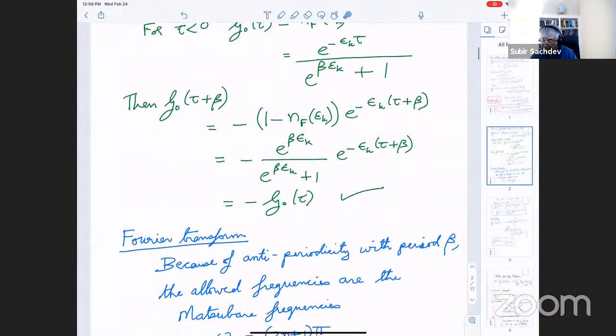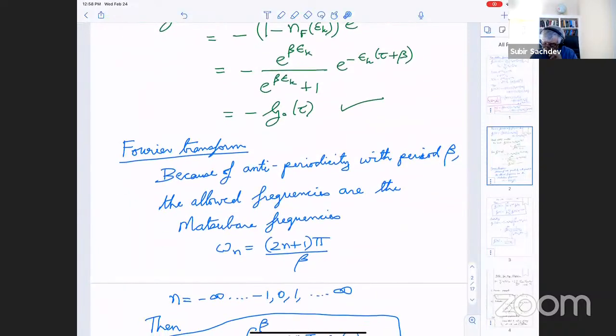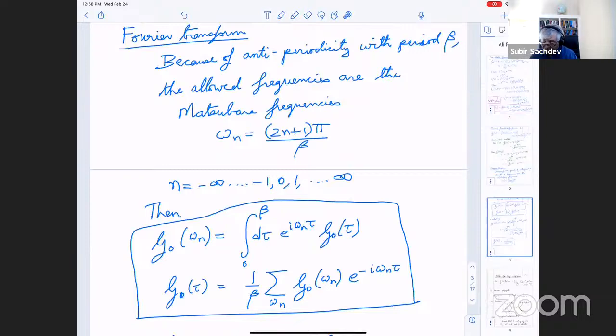So therefore, because we're taking a Fourier series, these frequencies are omega equals (2n plus 1) pi t, sometimes called the Matsubara frequencies. Okay, so then I'll just take the result and we'll go over it again. Now you take the Fourier series representation. This is how you invert between tau and omega, the usual Fourier tricks.